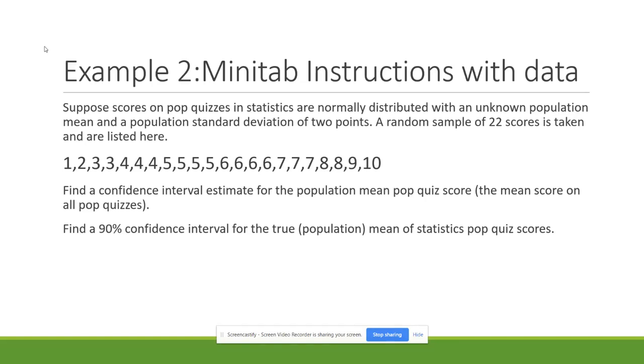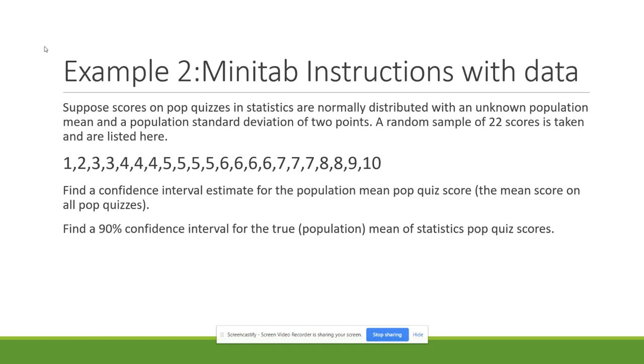So in example one, we saw when you're given sample statistics. Example two is different because I'm actually given the sample data and I need to run the confidence interval with it. So suppose scores on pop quizzes and statistics are normally distributed with an unknown population mean and a population standard deviation of 2 points.